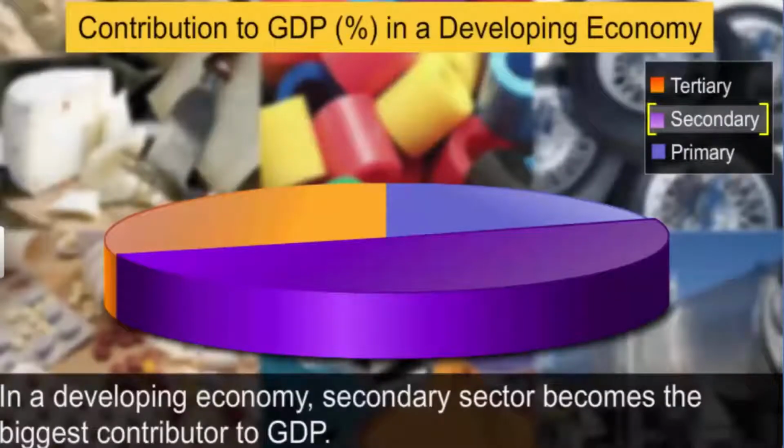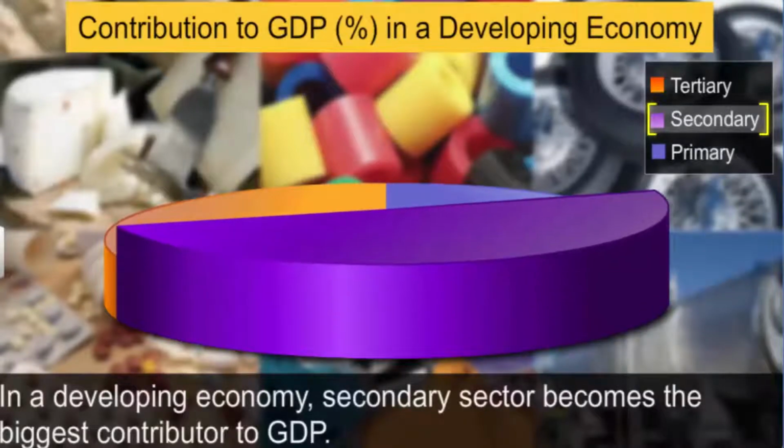In a developing economy, industrialization creates fresh job opportunities and people start using more and more manufactured goods. This is the phase where the secondary sector becomes the biggest contributor to GDP.